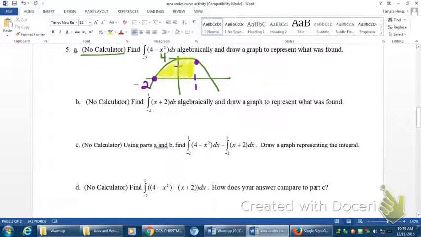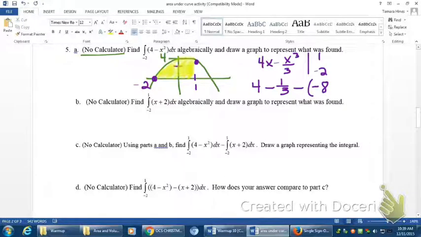Now algebraically, what that means is that you find the antiderivative and you plug in 1 and -2 and you subtract. So if I plug in 1, I get 4 and 1/3. And then I plug in -2, I get -8 and then 8/3. You can leave it like that, or if you work it out, you get 9.